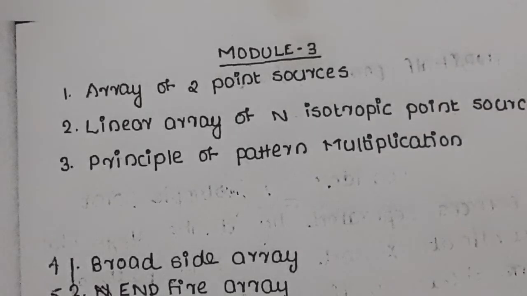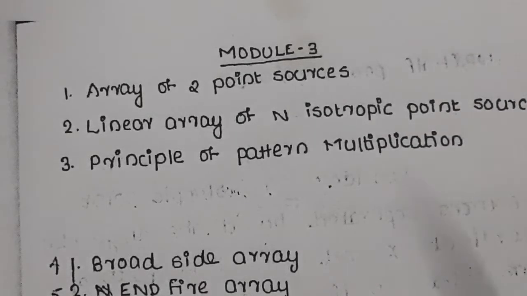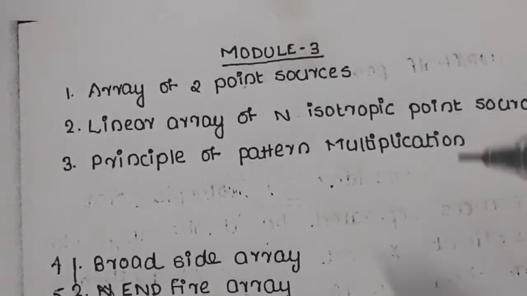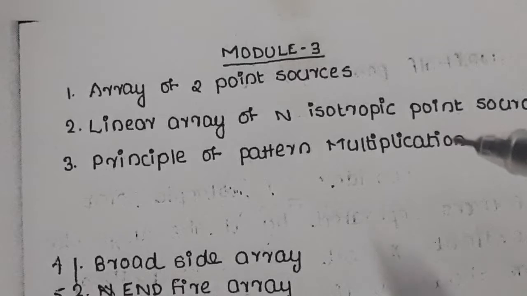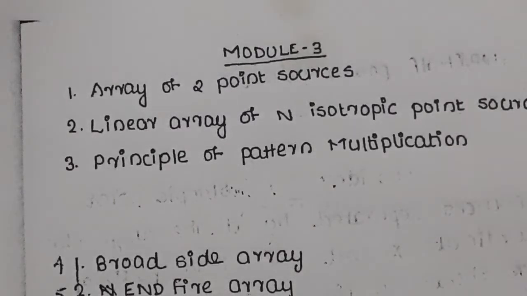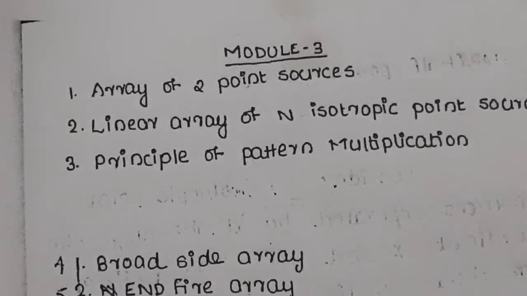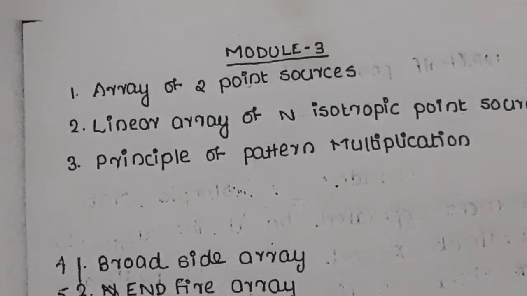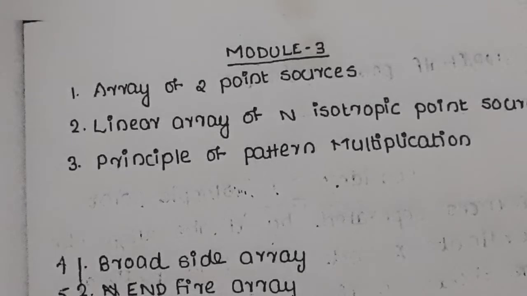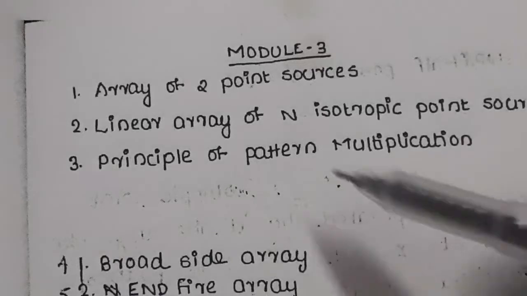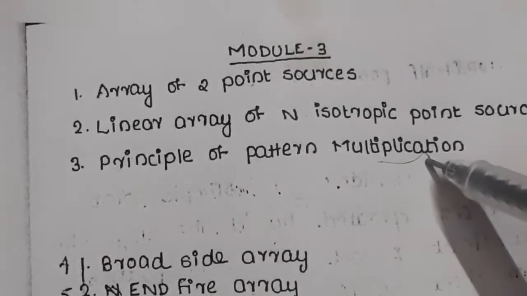Now we are going to talk about the various types of arrays, and we are going to implement these point source arrays in the broadside direction also. The first one, the array of 2-point sources, is already completed. Now we are going to talk about the linear array of n isotropic point sources. After that we will come to the principle of pattern multiplication.